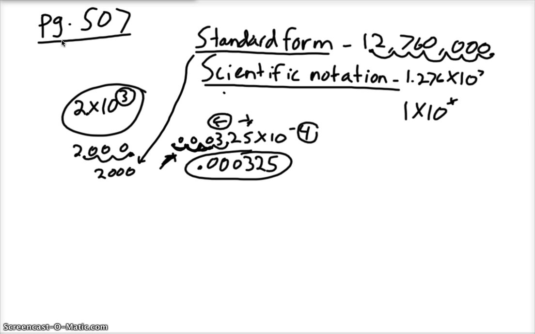Okay, turn the page. We're going to move on. So now we're going to work backwards. What about if we're given a standard number, standard form, how do we turn it into scientific notation? So our first one is 4 million.